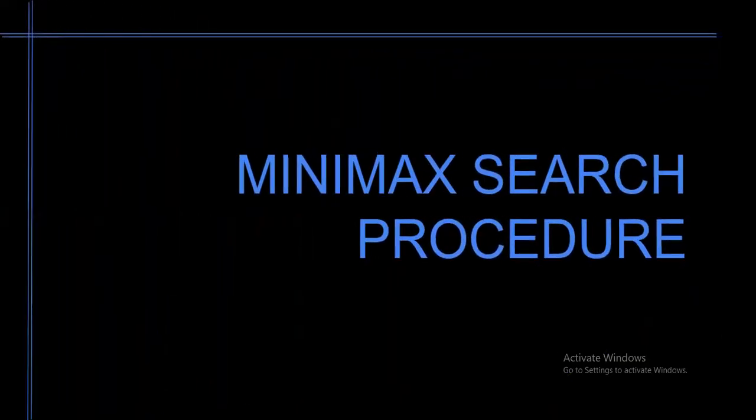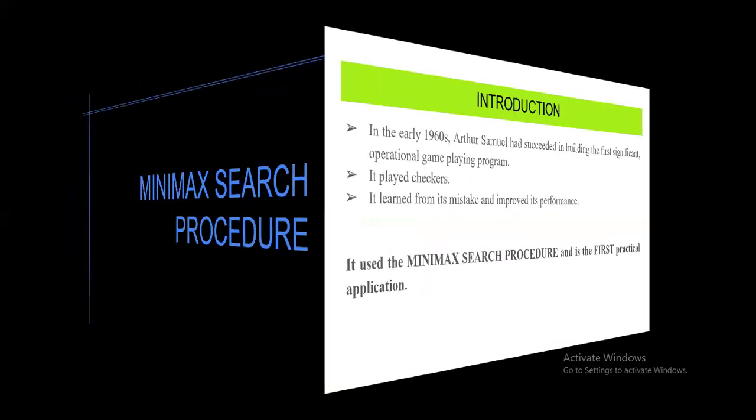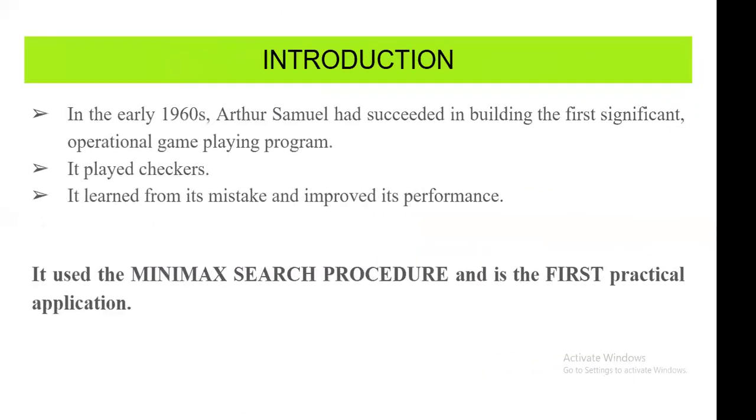Now, everything has a history, a past. In the world of AI, one particular person's creation opened the way beyond what traditional machines did. In the early 1960s, Arthur Samuel had succeeded in building the first significant operational game playing program. This playing program played checkers, and it learned from its mistake and improved its performance. Now, this is where he flipped the history. His program used the Minimax search procedure and is the first practical application.